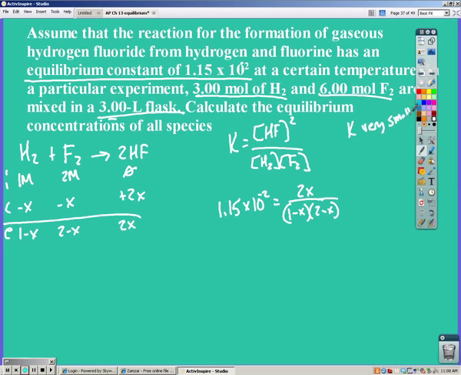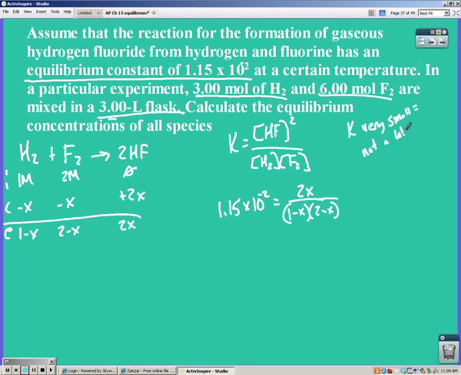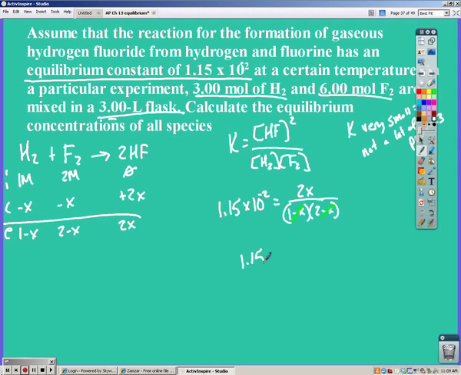So since K is very small, and when we say very small, less than 1, then you can ignore any minus or plus x, even if it's squared or cubed. If it's a minus or plus x, you can ignore it. I cannot ignore the top one because that's not a minus or plus x.